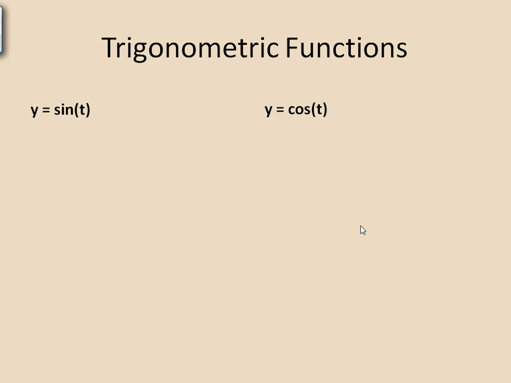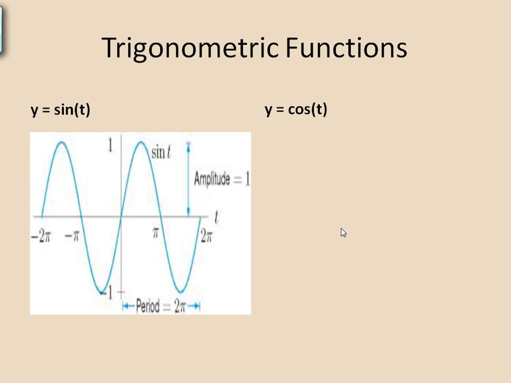So here, we'll start with y equals sine of t. The sine graph is a nice wave that's nice and smooth. It starts at 0, comes up, peaks at 1, comes all the way down to negative 1, and then gets to 2 pi. The graph stops at 2 pi because that's where it begins to repeat.